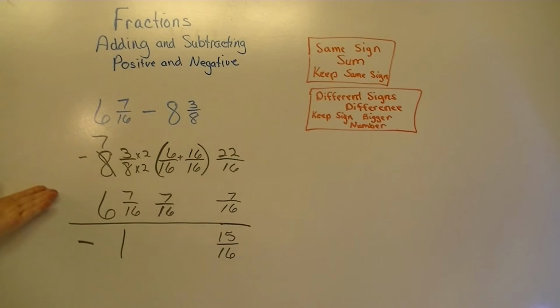So you can still use the borrowing that you learned from 5th and 6th grade. You can still use that same method. And just remember, all you have to do is put the bigger fraction on top. Let's take a look at another one.